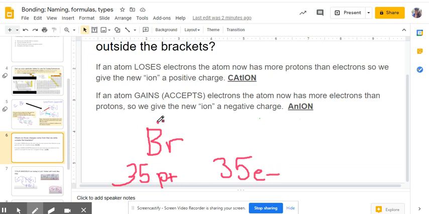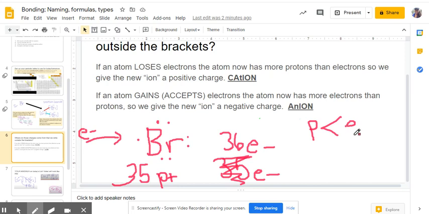But what we had here, it had 7 valence electrons originally, but then we saw that it got an electron added to it. So now, instead of having 35 electrons, bromine now has 36 electrons. So now we have more electrons than we do protons. When you have more negative things than positive things, that gives you an overall negative charge. And then we say how much more. This only gained 1, so this is going to be a -1 charge.